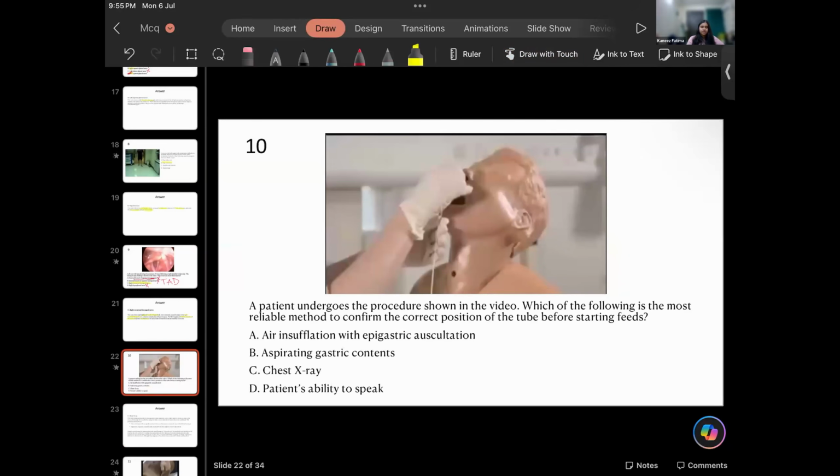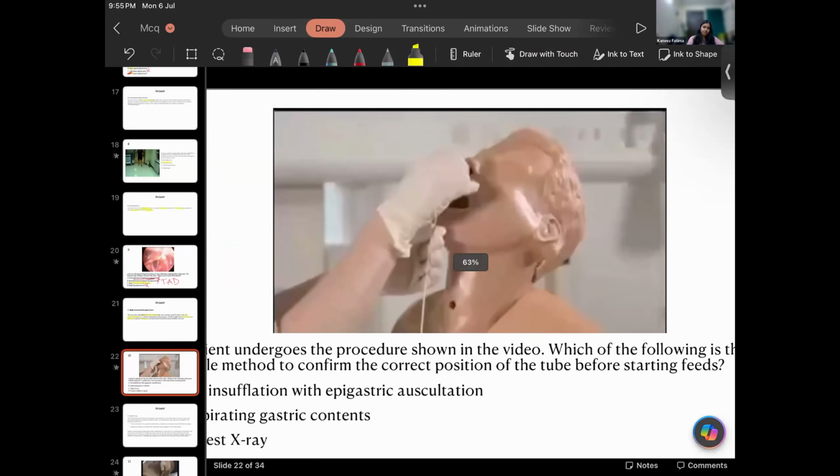Now, a patient undergoes a procedure shown in the video. Which of the following is the most reliable method to confirm the correct position of a tube before starting the feed? So the video might be demonstrating a procedure wherein there is an insertion of a tube. So let's see the video once.